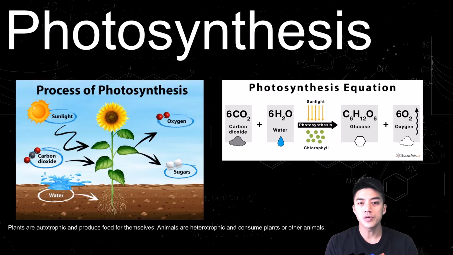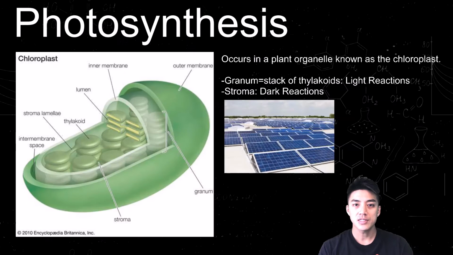Plants are incredible because they're autotrophic, which means they can produce their own food in a process called photosynthesis. During photosynthesis, plants take in sunlight, water, and carbon dioxide to produce oxygen and sugar. Plant cells contain millions of tiny organelles known as chloroplasts, where photosynthesis occurs.